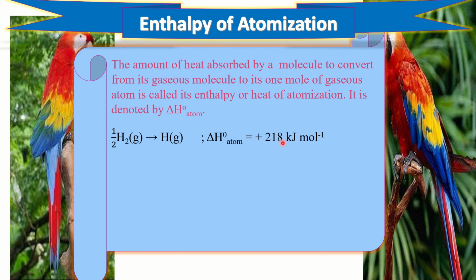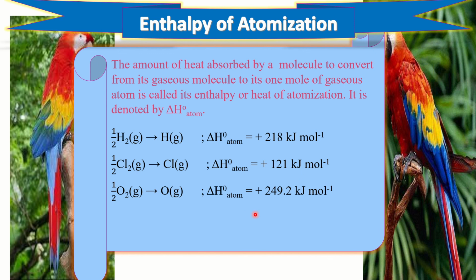Here 218 kilojoule heat energy is absorbed. So the heat of atomization of hydrogen is 218 kilojoule per mole. In the same way, 1 mole of chlorine atoms is produced from chlorine molecules by absorbing 121 kilojoule heat energy. So the heat of atomization of chlorine is 121 kilojoule per mole. And the heat of atomization of oxygen is 249.2 kilojoule per mole, because oxygen atoms are formed from oxygen molecules by breaking, and when it is broken, 249.2 kilojoule heat energy is absorbed.